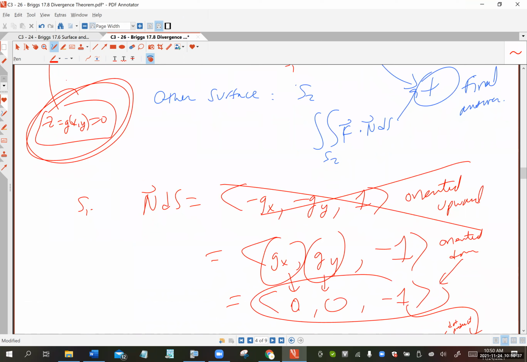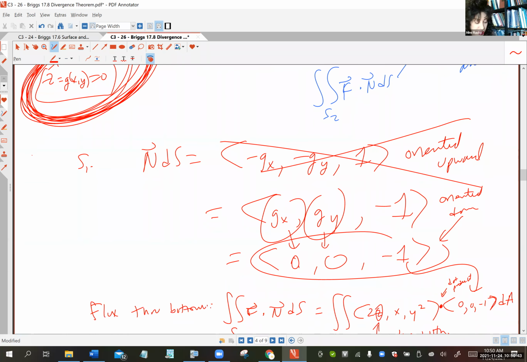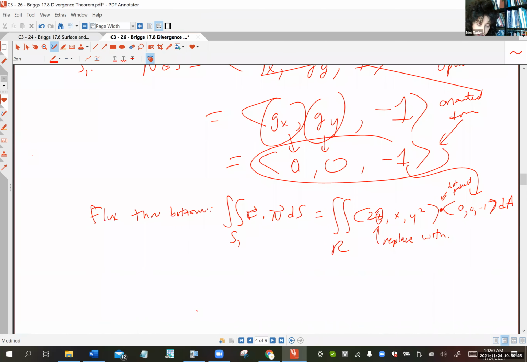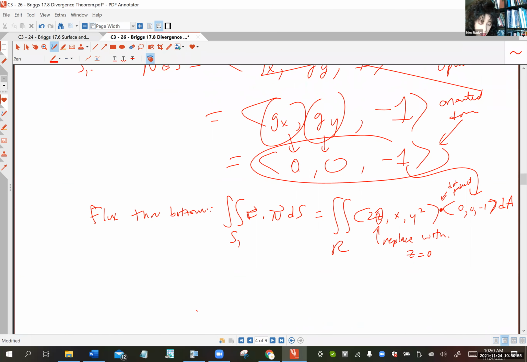Is it the 0 that we found? Yeah, remember that we're doing the base plate. So we're not doing the paraboloid at this moment. We're doing that surface S1. So you're going to replace it with z equals 0, because that's what we're doing in the xy plane for this flux integral. Don't worry, we'll get a chance to replace with the paraboloid. So that's really just going to be a big fat 0.